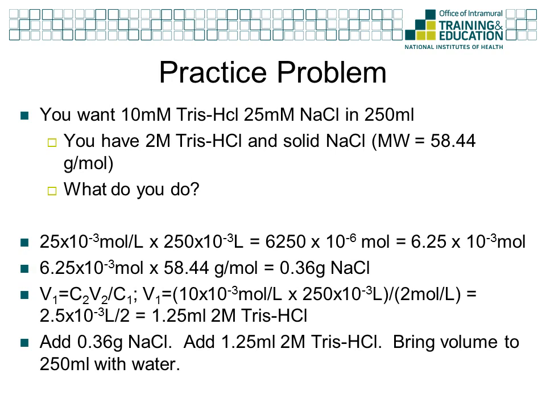So, we add the 0.36 grams of NaCl to the container. Then we add the 1.25 milliliters of 2 molar tris HCl to the container. And finally, we bring the volume to 250 milliliters with water.